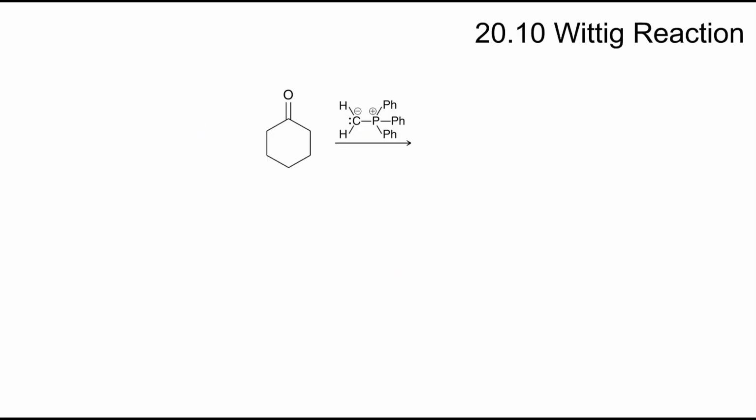We can also do Wittig reactions with carbonyls. This involves a carbon nucleophile. And this carbon right here gets put right here. So this is another way to form a carbon-carbon bond. So this can also be written as triphenylphosphine that is double bonded to CH2. That would be a resonance structure of that.